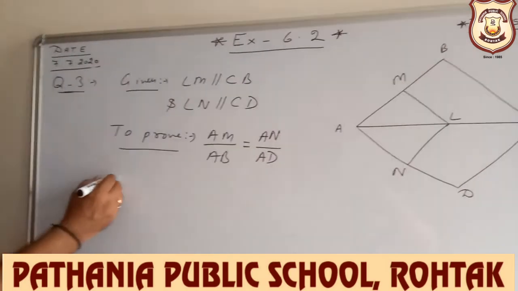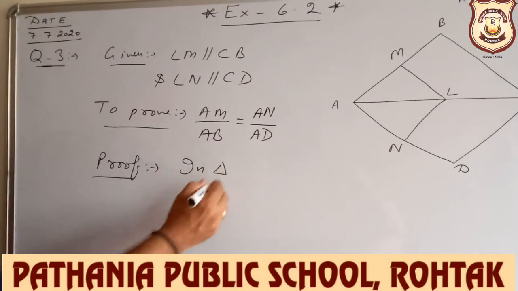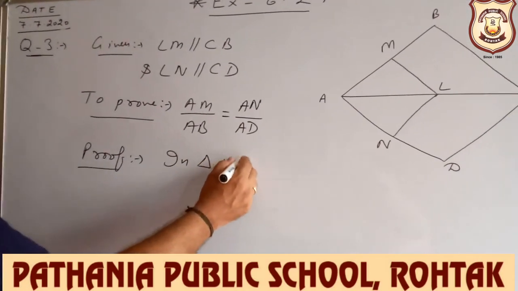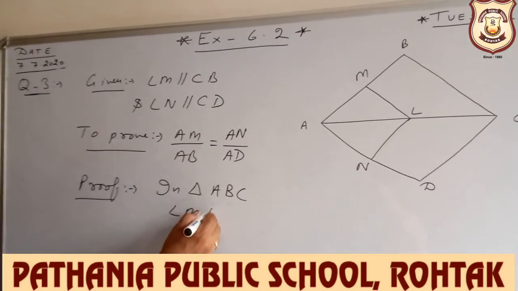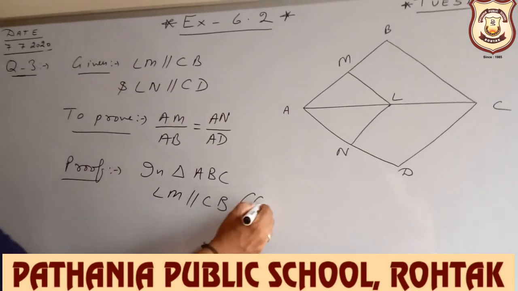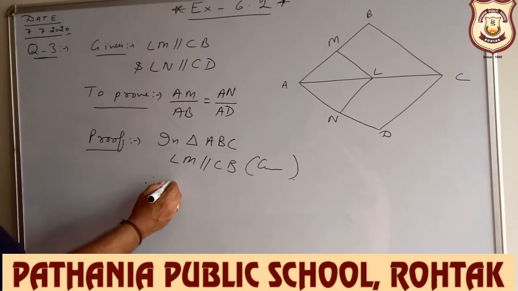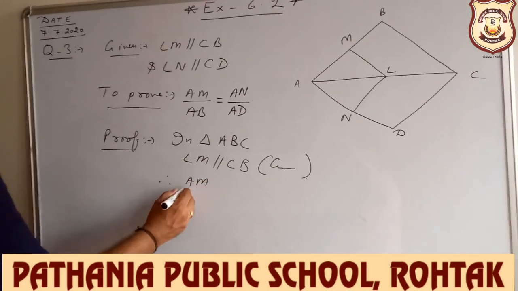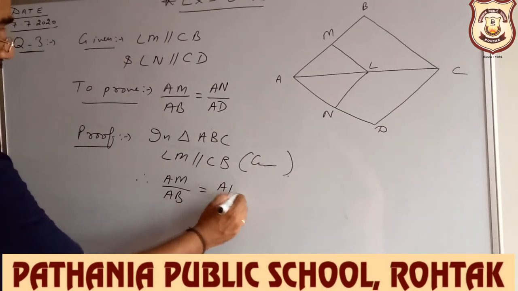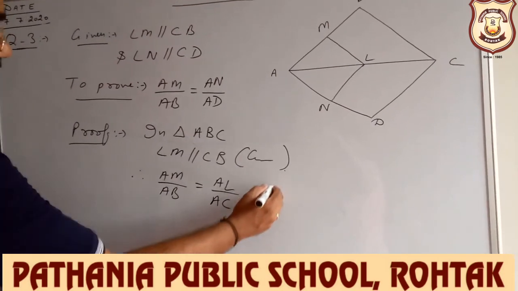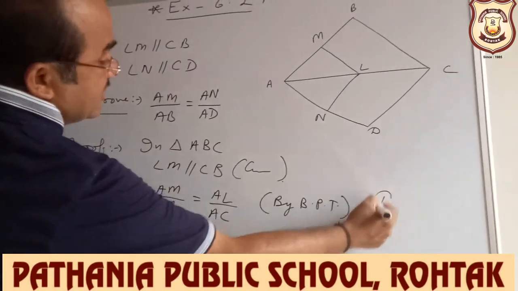See the proof. In triangle ABC, LM is parallel to CB. It is given. Therefore, AM upon AB equals AL upon AC. Why? By BPT, the Basic Proportional Theorem. Mention this one as 1.